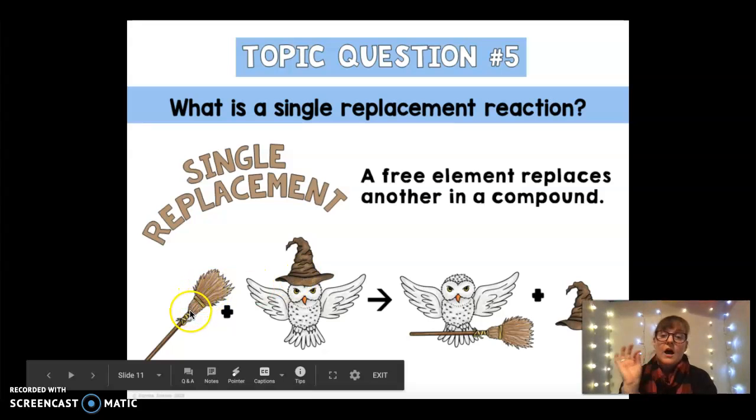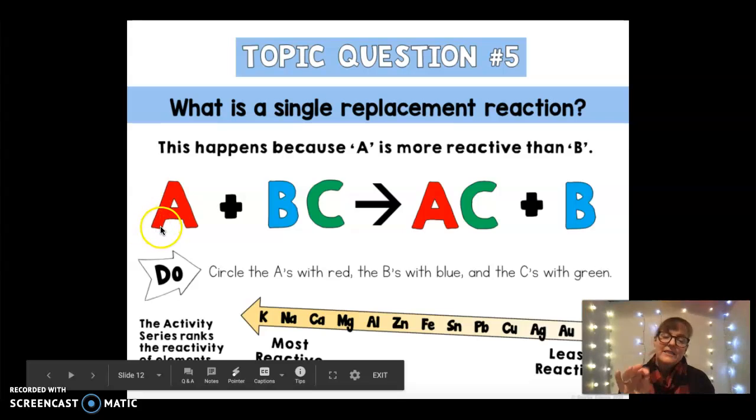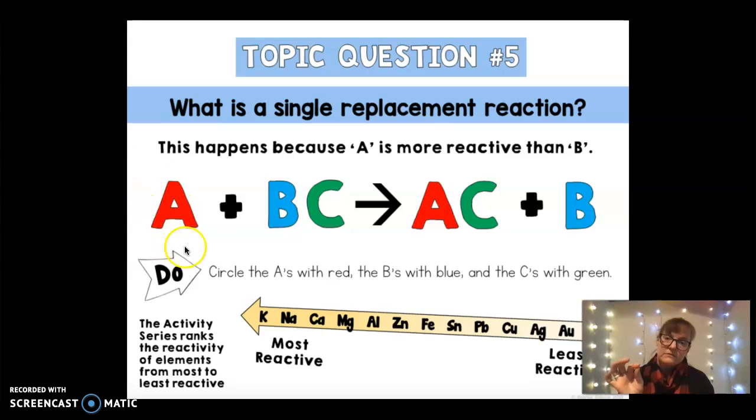So you're going to start with the broom on its own. So this is your element, and your compound is the hat and the owl together. Then your new compound is going to be the owl and the broom. But then the hat is by itself. So that's the new element. So you're kind of replacing one thing as you go through. So here, I think these look kind of confusing, but you're going to start with one element. That element is going to go into the compound here, and this one that was in there is going to come out on the other side.